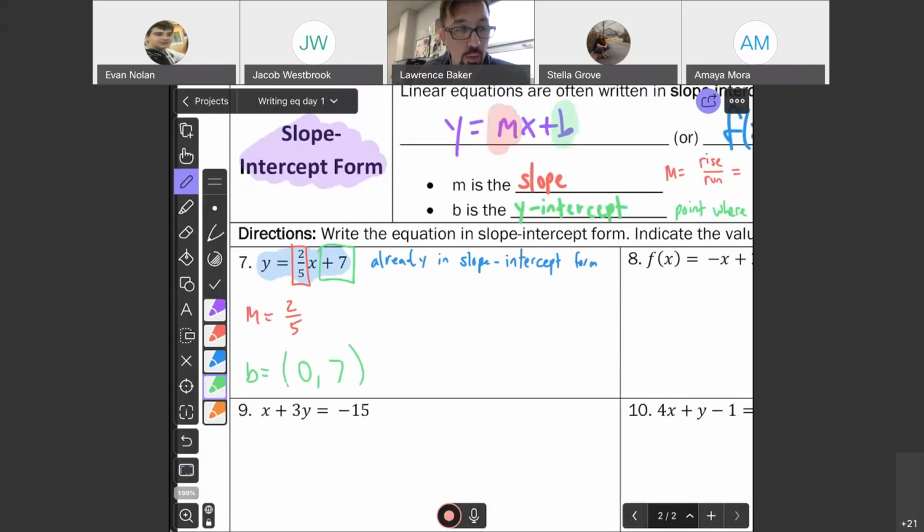Okay, so once it's in slope-intercept form, finding the slope and finding the intercept should be easy, right? That's why it's called slope-intercept form, because it tells us those things right when we look at it. So they shouldn't be hiding from you when you do that. It shouldn't be a big deal.